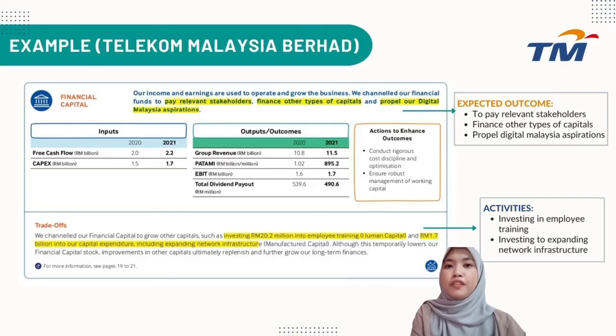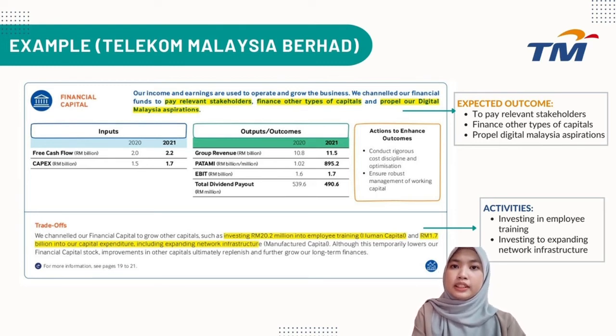This is an example of the capitals in the integrated report of Telekom Malaysia Berhad, or TM, that we will discuss in detail. As we can see here, TM shows input, outcome, and their activity to show that there is a constant flow between and within these capitals, because the capitals are stores of value that decrease, increase, and transform through the activity and output of the capital.